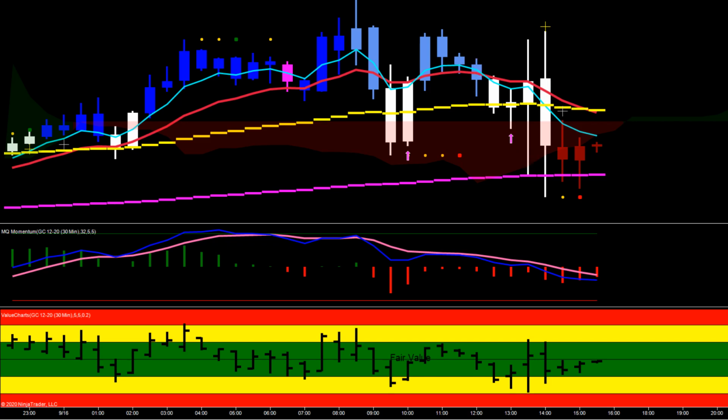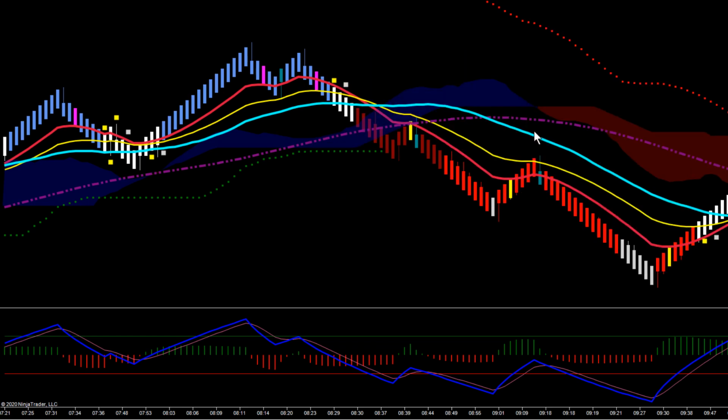So we had 30-minute confirmation off of our Renko setup. So trend reversal breakout that led to a couple pretty nice moves to the downside in gold.